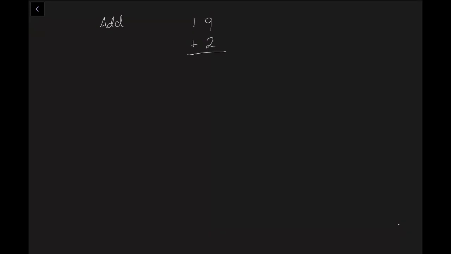So looking at our ones, we see 9 plus 2 is 11, as we just saw. So 11 consists of 1 one and 1 ten. So let's go ahead and put that 1 one in the ones place. And let's do that in gold. Now, what do we do with that 1 ten?